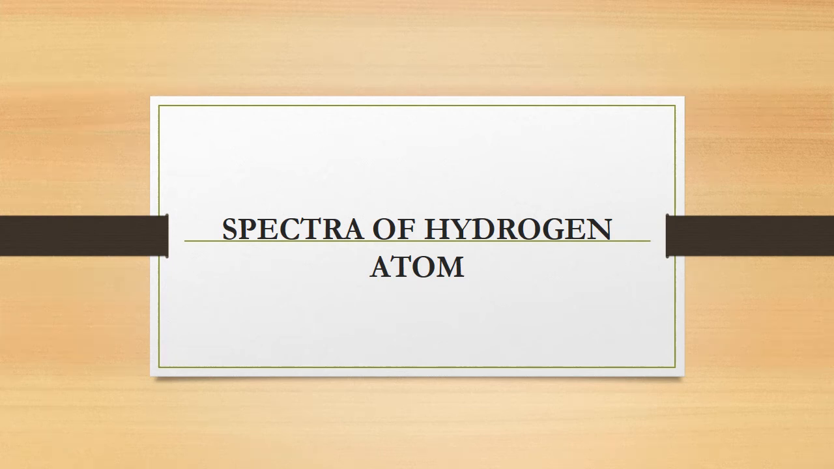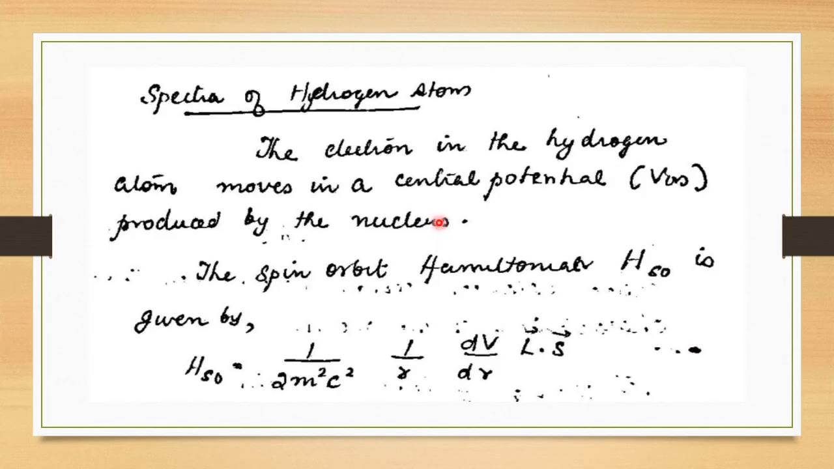Hello students. Our next topic is spectra of hydrogen atom. So we have one electron in the hydrogen atom. The electron in the hydrogen atom moves in a central potential V(r). It is r dependent V(r), a central potential produced by the nucleus. So the central potential influences the electron in the hydrogen atom.